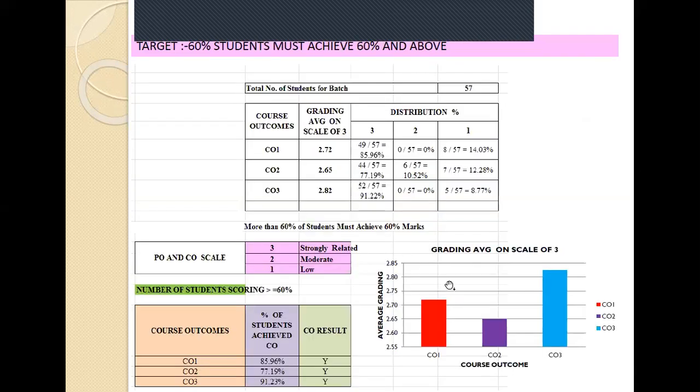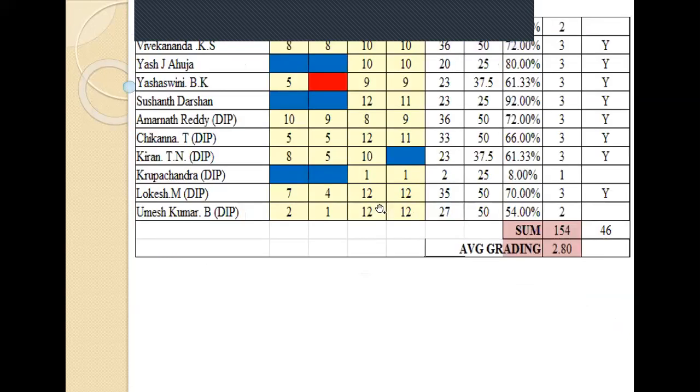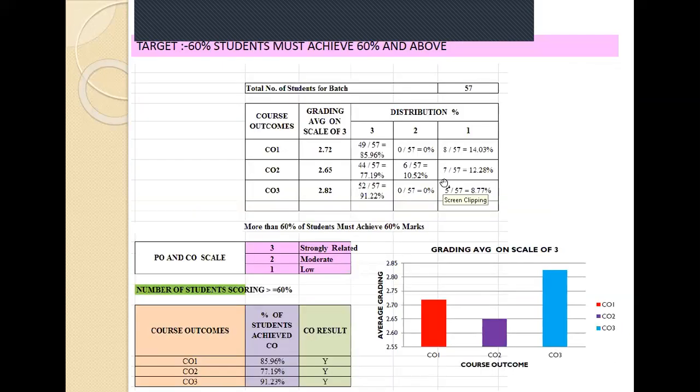Then next, all the COs are being considered. Here we are talking about one CO, and this is another example. Say 3 COs are considered, and as in the process shown earlier, the average CO values are obtained on a 3-point scale. Out of which, how many students are able to get 3? 57. So the total percentage is 85.76 as the distribution percent. This much percent of distribution we have for scale 3.